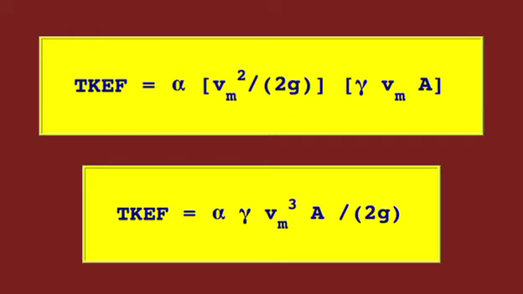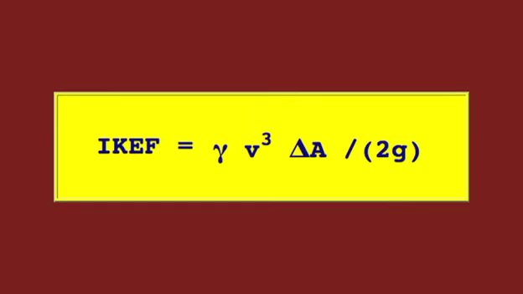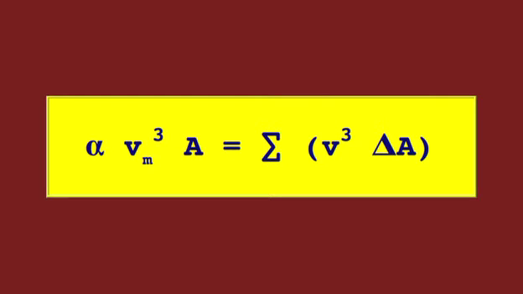The total kinetic energy flux is as follows. Likewise, the kinetic energy flux through an incremental area delta A is as follows. The total energy flux is equal to the sum of the incremental energy fluxes. Thus, the energy or Coriolis coefficient alpha is as follows.